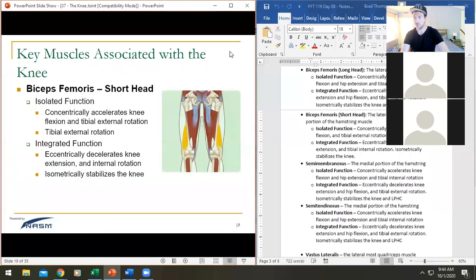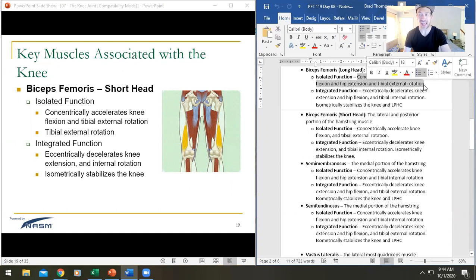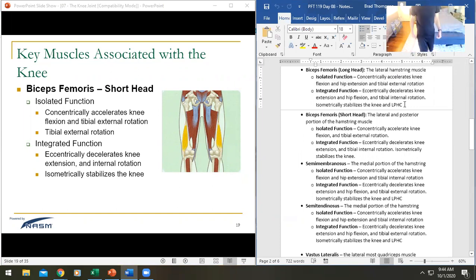Really quickly, going back to our notes. The biceps femoris, that lateral hamstring muscle: its isolated action is to concentrically accelerate knee flexion, hip extension, and tibial external rotation. It rotates your tibia this way, which you can see in a knees cave-in situation. If I'm squatting like this, my tibia is external. It's out here.